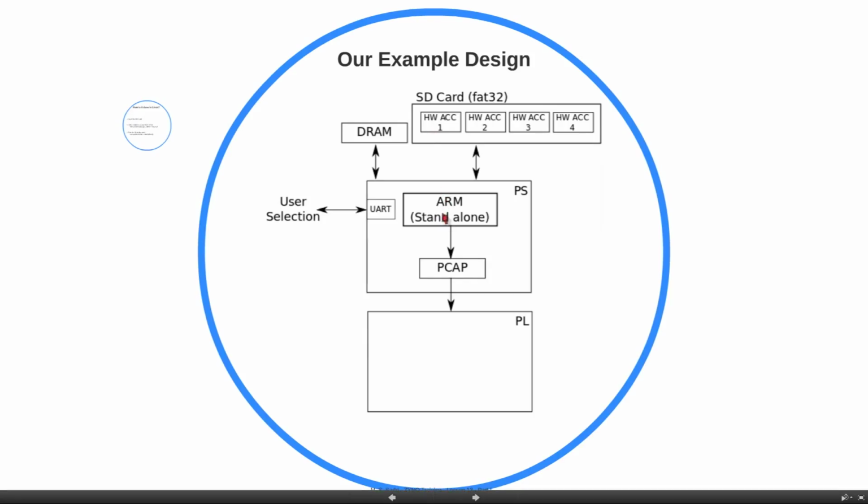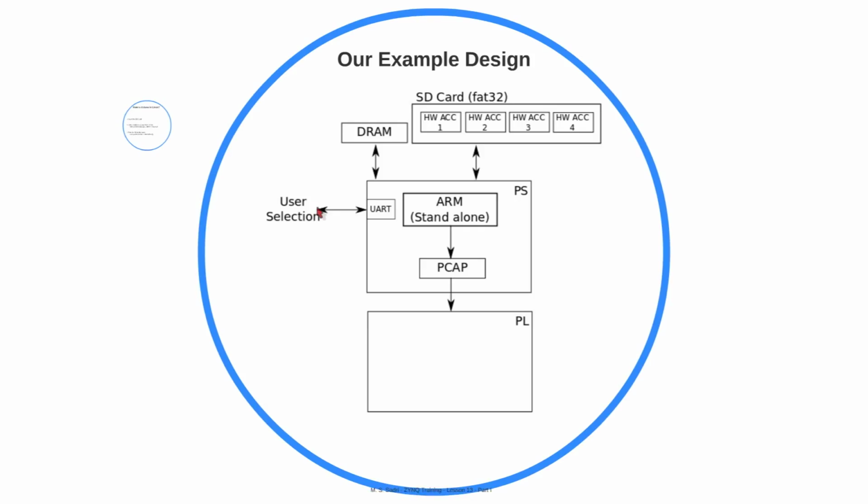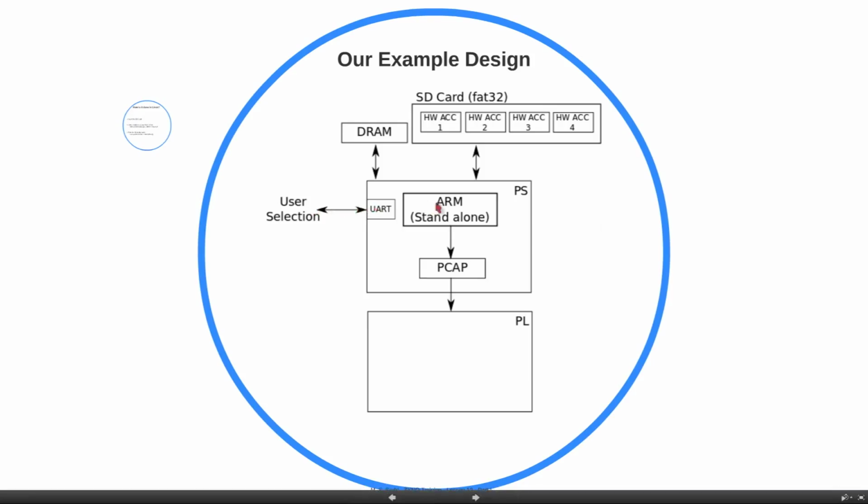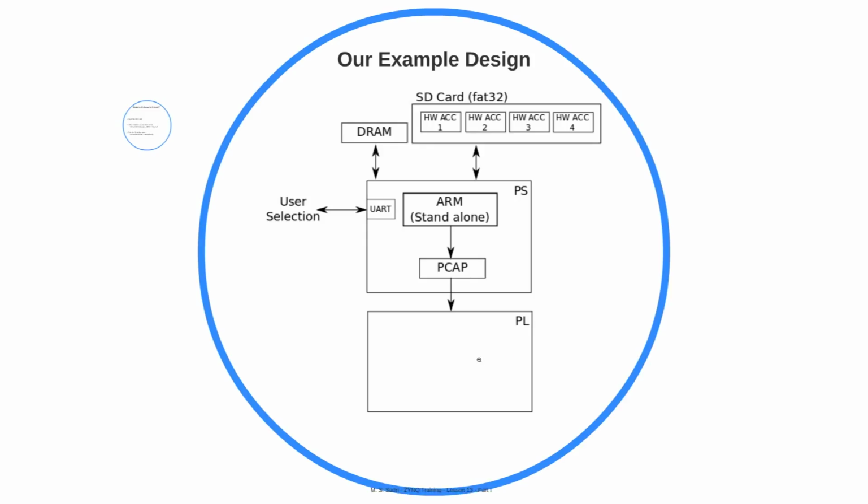The ARM host in my example runs an application that each time asks the user which of the hardware accelerators they want to use. The user selects a number between 1 and 4, and according to that number, the ARM host reads the bitstream from the SD card and then programs the PL with that specific bitstream.